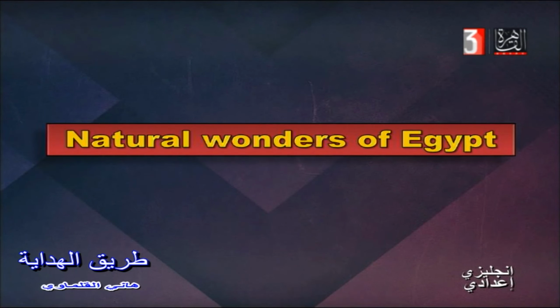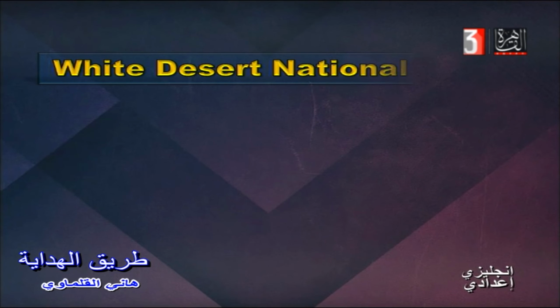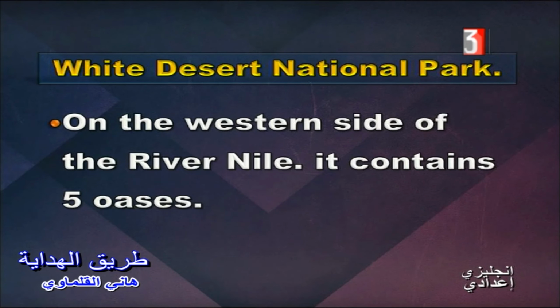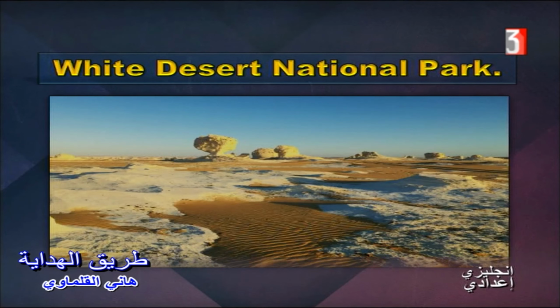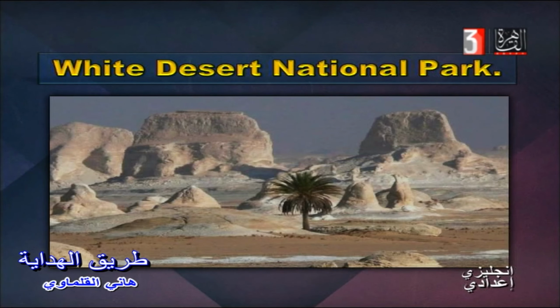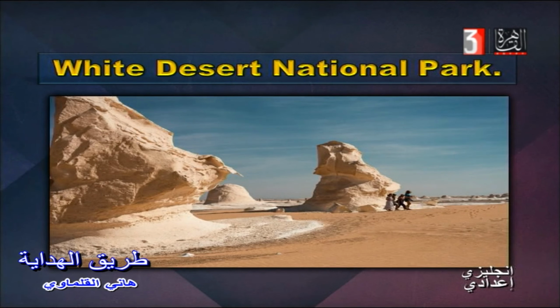We have here natural wonders of Egypt. We are going to talk about العجائب الطبيعية في مصر. Yeah. So we have, first of all, White Desert National Park, محمية الصحراء البيضاء. On the western side of the river, it contains 5 oases. طبعا, it's a very attractive place, as we see in the photo. It's what we call White Desert National Park, as you see.